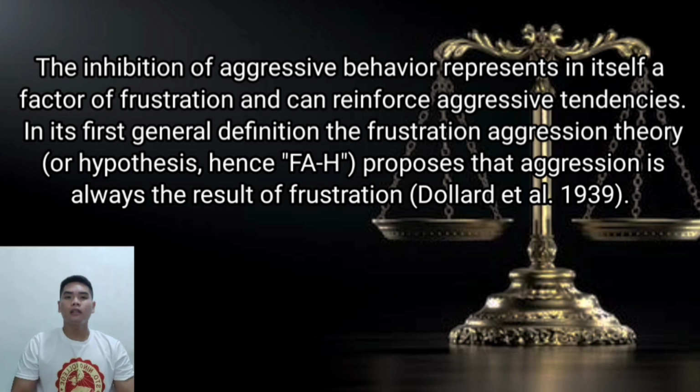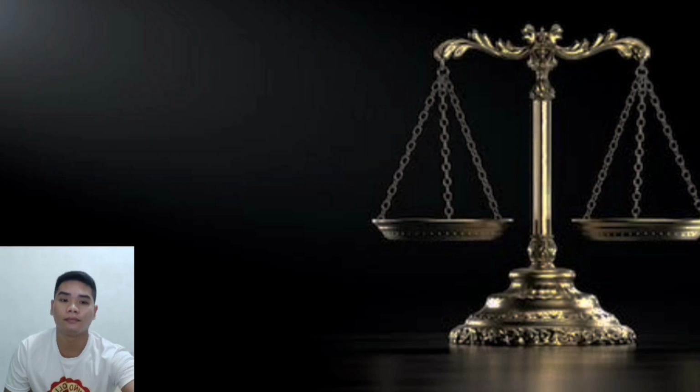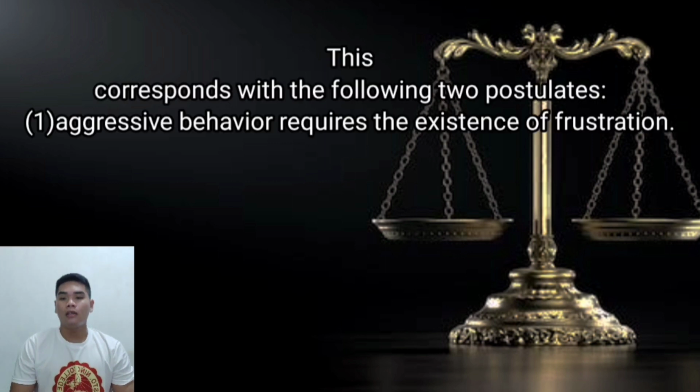In its first general definition, the frustration-aggression theory, or hypothesis, proposes that aggression is always the result of frustration (Dollard, 1939). This corresponds with the following two postulates. 1. Aggressive behavior requires the existence of frustration.